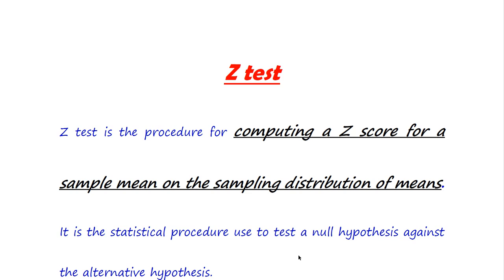It is a procedure to test a null hypothesis against the alternative hypothesis. The null hypothesis is any hypothesis which we want to test, and the opposite of the null hypothesis is the alternative hypothesis. If the null hypothesis is not correct, then we assume the true hypothesis will be the alternative hypothesis, and the decision is made on the basis of the z-score.